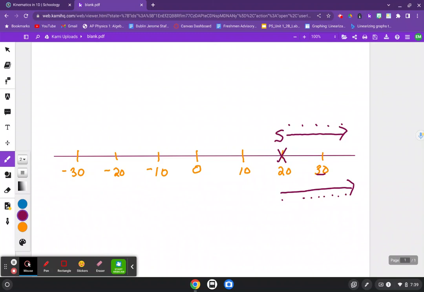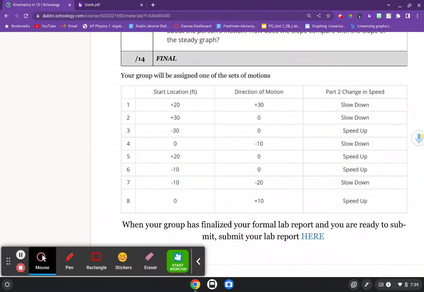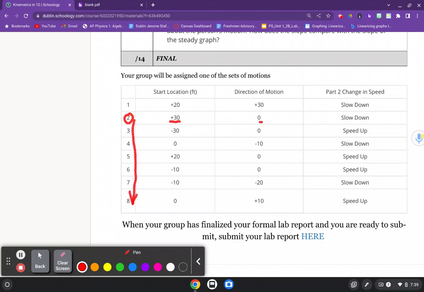Hopefully this will help. The other groups, you may be assigned other locations. So, group number 2, yours is going to be starting at the plus 30 and moving toward the 0. Again, you can pass the 0. It's just telling you which direction to head. You're going to move at a constant pace for the first set of data. And for your second set of data, you're going to slow down. Okay. And then we can see as we move down here, each group is going to have a different starting location, a different direction they're going to head, and their change in speed for part 2, their second set of data, is also assigned. Okay.